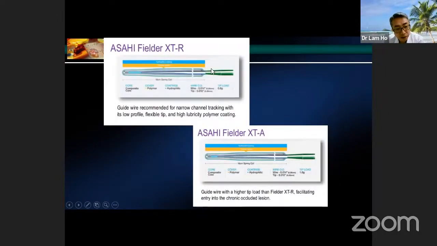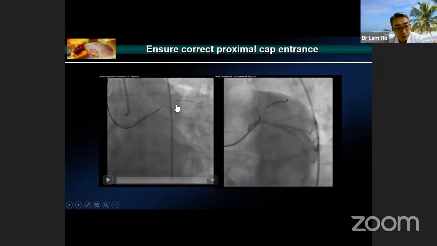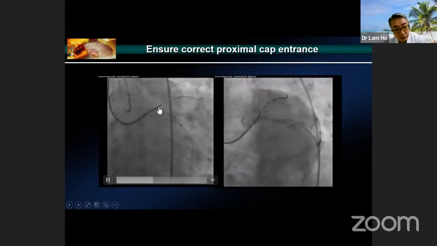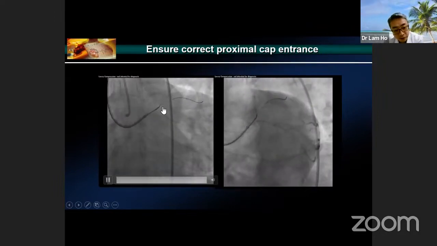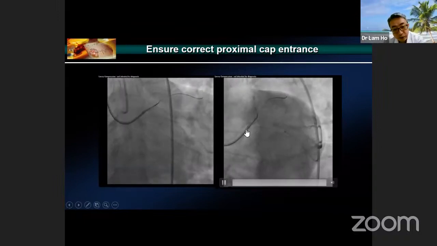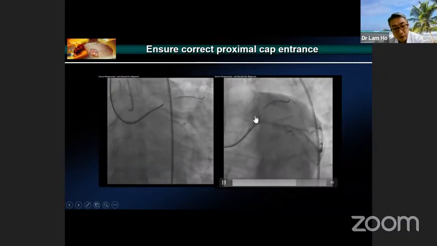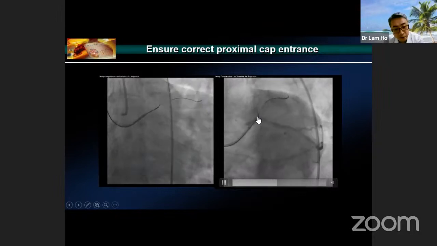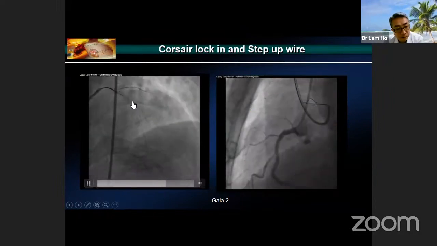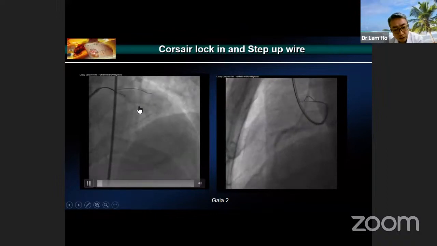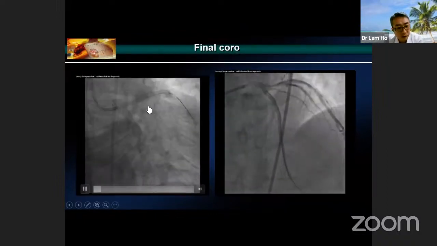So just to introduce the soft wire antegrade, quite commonly Filter XTA or R. You can shake it, use different views, and then I can find the small stump. Of course, the soft XTA wire cannot puncture. You just need to enter, and then I push the microcatheter in and lock the microcatheter in the proximal cap, and then I step up the wire. And then the wire should be guided, in this case, into the true lumen.